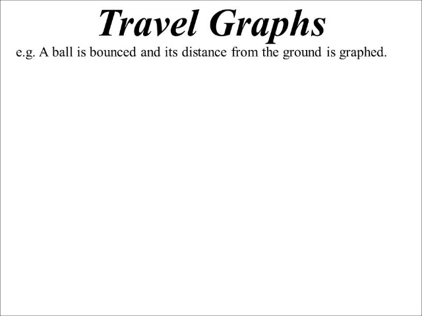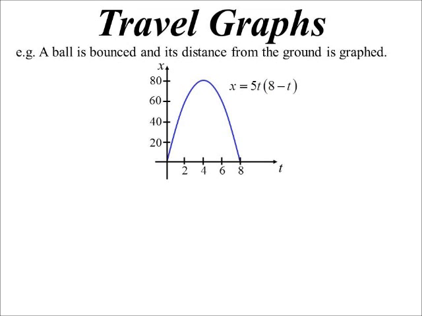A ball is bounced, as you do, and its distance from the ground is graphed. And so there it is. So there is a travel graph, but unlike those ones that we saw all those years ago, it's not a straight line. It's a parabola, you will notice. The equation of that particular one is 5t(8 minus t).